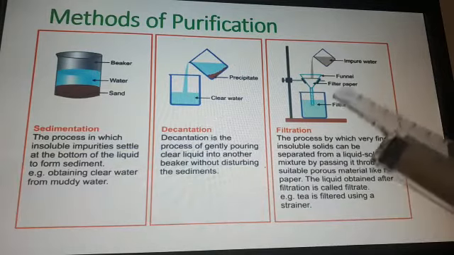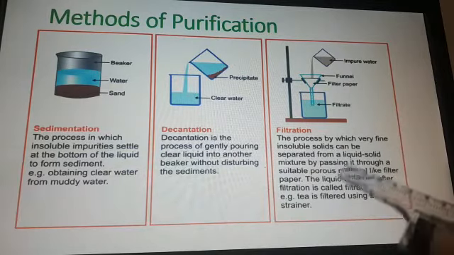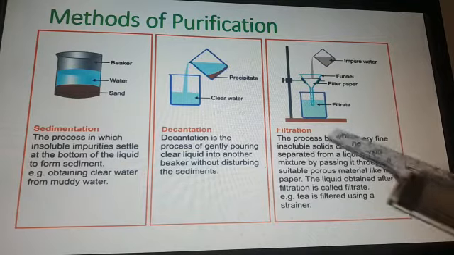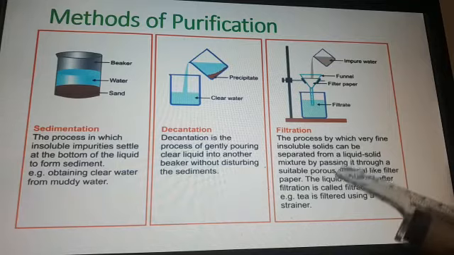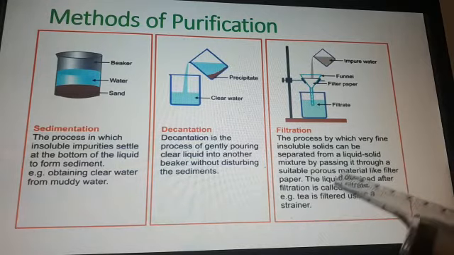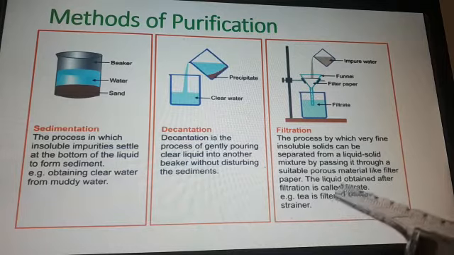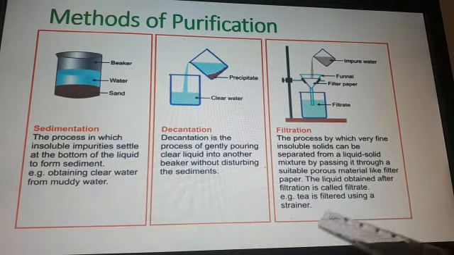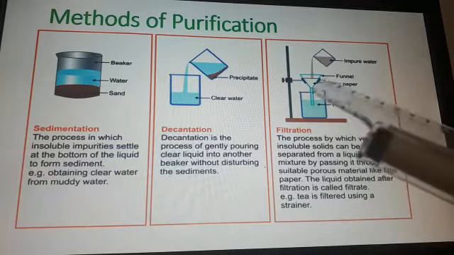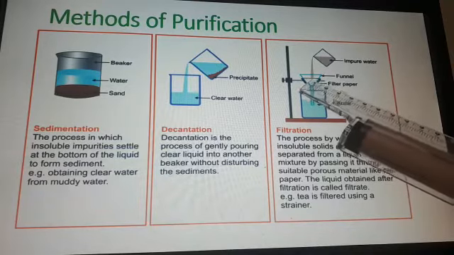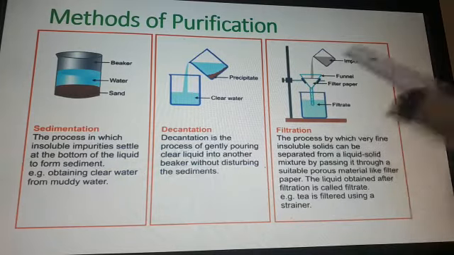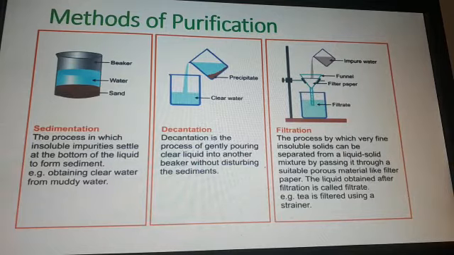You know that using filter paper we separate the insoluble impurities. Filtration is the process by which very fine insoluble solid can be separated from a liquid-solid mixture by passing it through a suitable porous material like filter paper. The liquid obtained after filtration is called the filtrate. We get the clear liquid, and the substance stays in the filter paper. Tea is filtered using a strainer. This is the method of filtration.